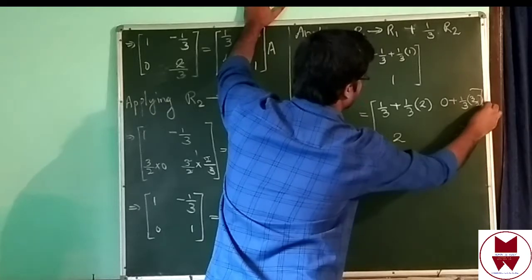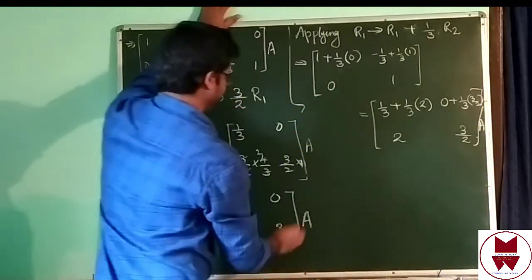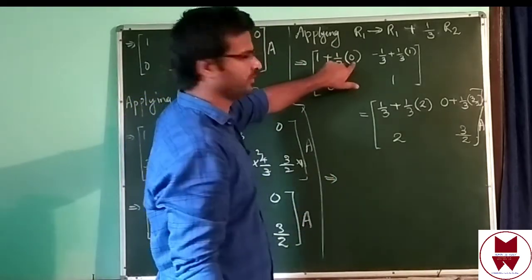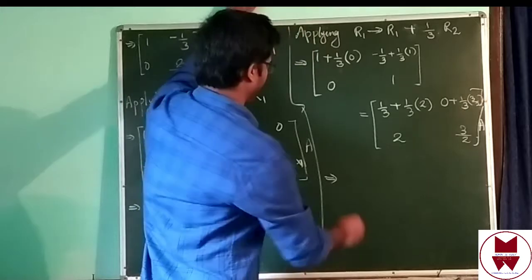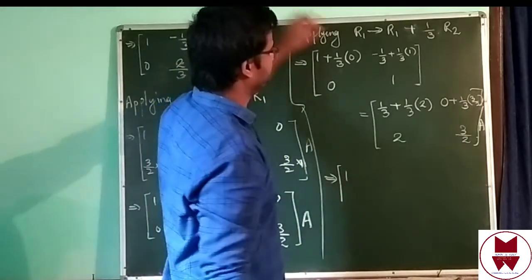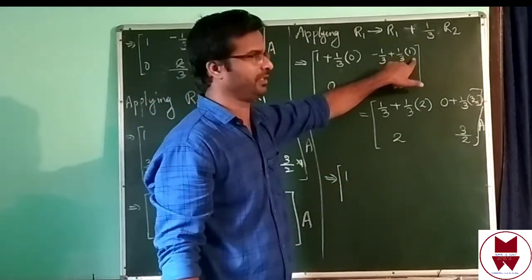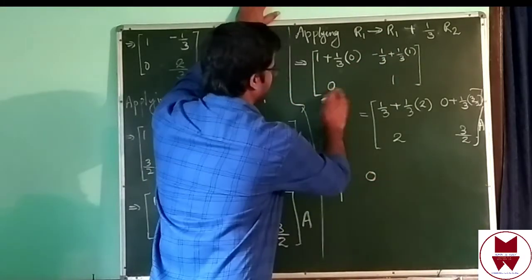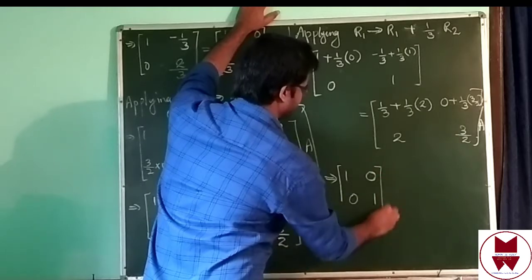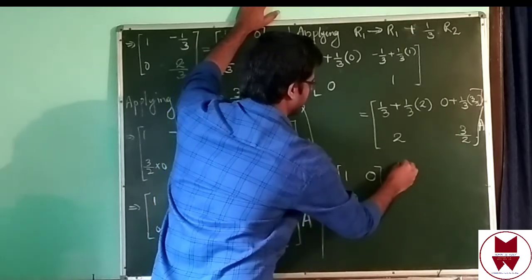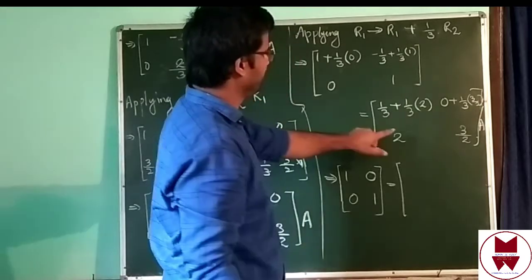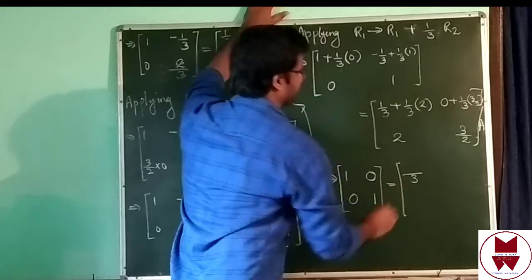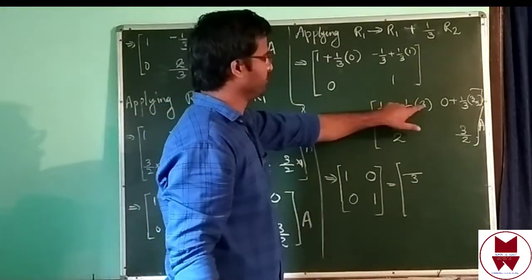Into A. Implies, then 1 by 3 into 0, 0 we will get, then remaining only 1. Here 1 by 3 into 1, 1 by 3 only, then minus 1 by 3 plus 1 by 3 will be 0, then 0 and 1, 0, 1. Equal to matrix. Take LCM. LCM is 3. Then 1 into 2, 2.